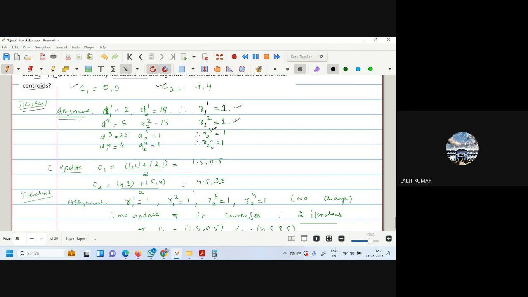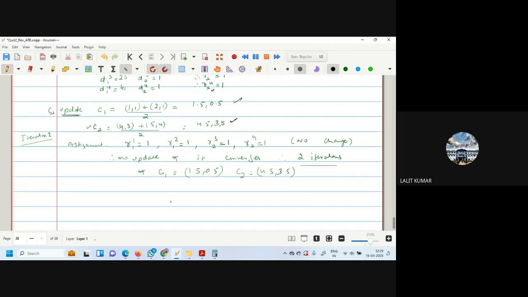Now you come to the second step of the iteration, which is update. C1 will become (1,1) plus (2,1) divided by 2. C2 will become the third point plus the fourth point divided by 2. So this is iteration 1. Now you come to iteration 2. In iteration 2, you will find that the first and second points are with cluster 1, and the third and fourth points are with cluster 2. So there are no changes in assignment. If there is no change in assignment, then there is no update of cluster, and therefore the algorithm converges. Your final answer is iteration number 2, and the clusters are (1.5, 0.5) and (4.5, 3.5).